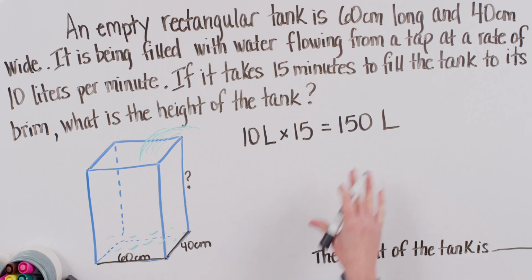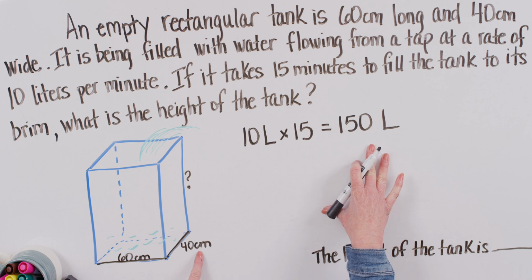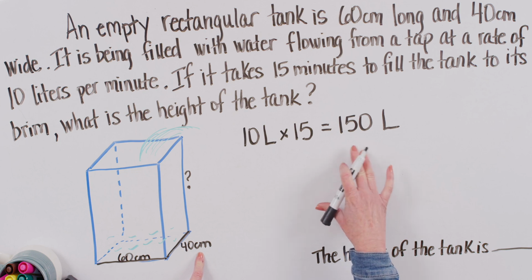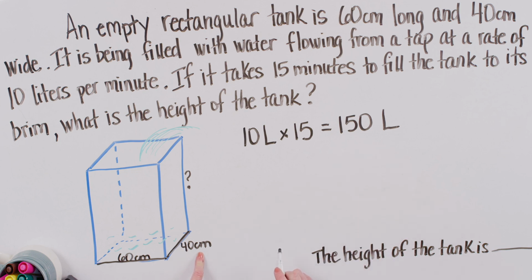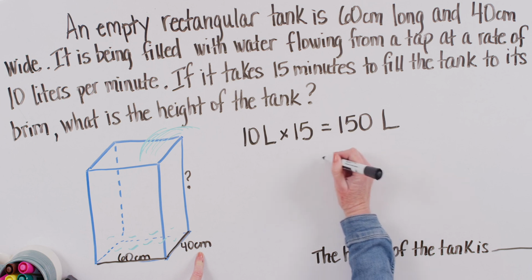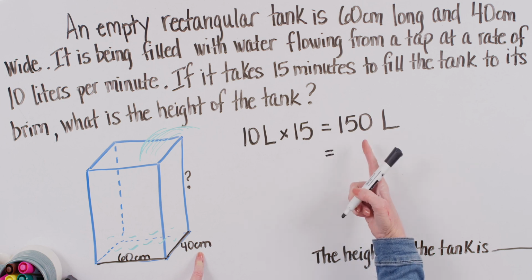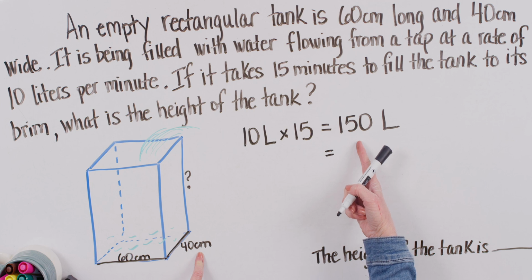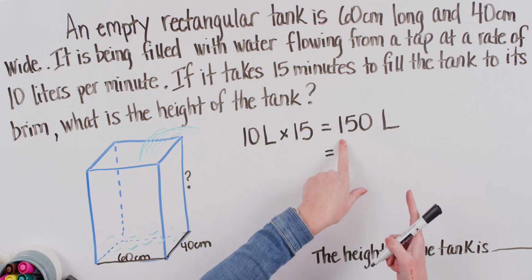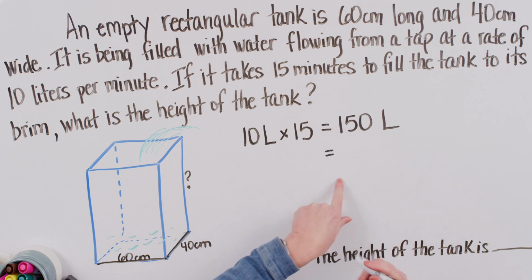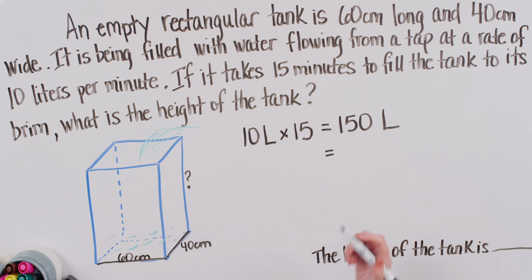We're going to need to convert this to milliliters because we're working with centimeters down here. Remember that 1 centimeter cubed equals 1 milliliter. So we need to convert our 150 liters into milliliters. How would we do that? Great, we would multiply it by 1,000, right? For every 1 liter, there's 1,000 milliliters. So if there's 150 liters, it's going to be 150,000 milliliters.